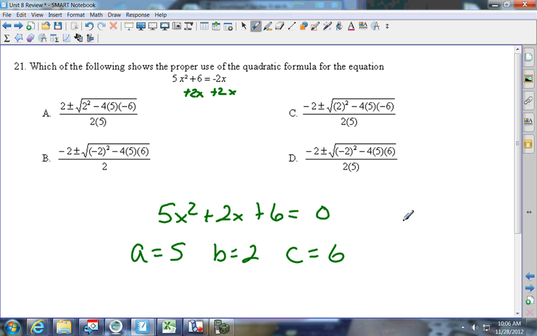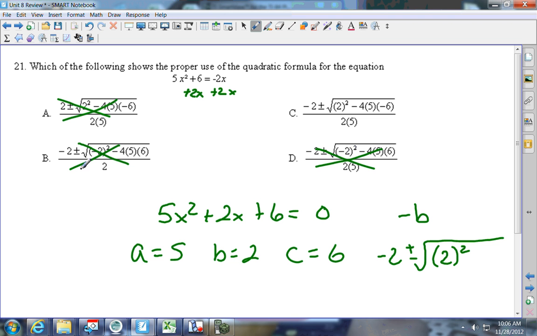Now remember, the formula says the opposite of B. B is positive 2, so what's that first part supposed to be? It's supposed to be negative 2. That one says positive, so I can cross out A. So I have negative 2 plus or minus the square root. It should be 2 squared. That says 2 squared. That says negative 2 squared. I don't even have to go any farther. There's my answer. Doing it one part at a time.